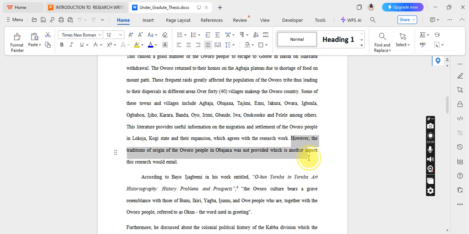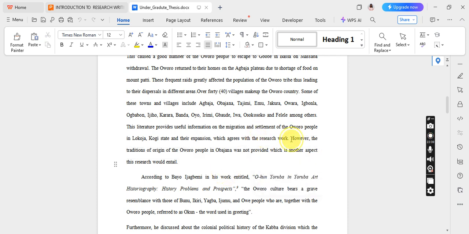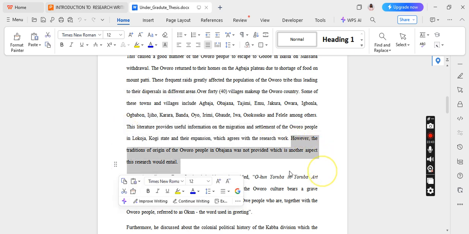However, the tradition of origin of the Oworo people in Obajana was not provided, which is another aspect this research would entail. So you now see, I talked about the benefit of the book and what the book has not done that I want to cover. That is what literature review is for. Did you get that? So, however, this is what it has not done.